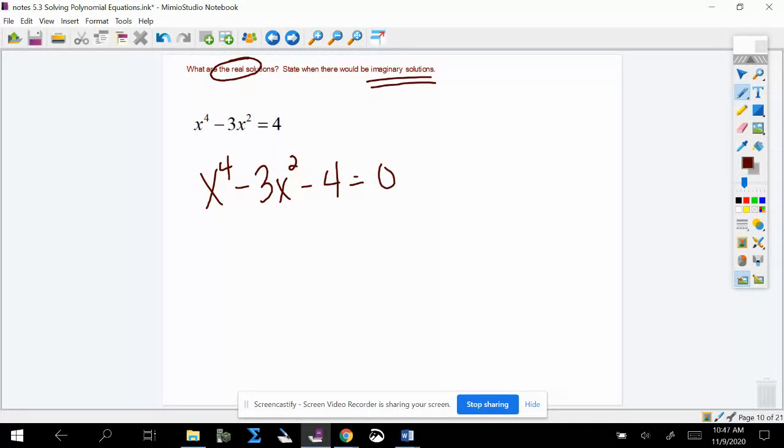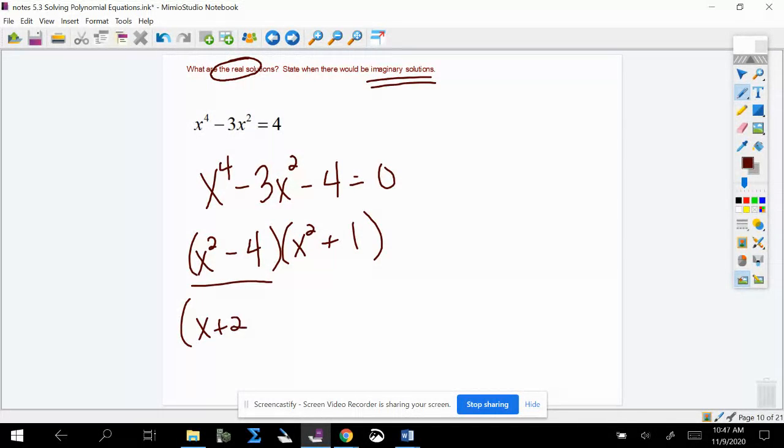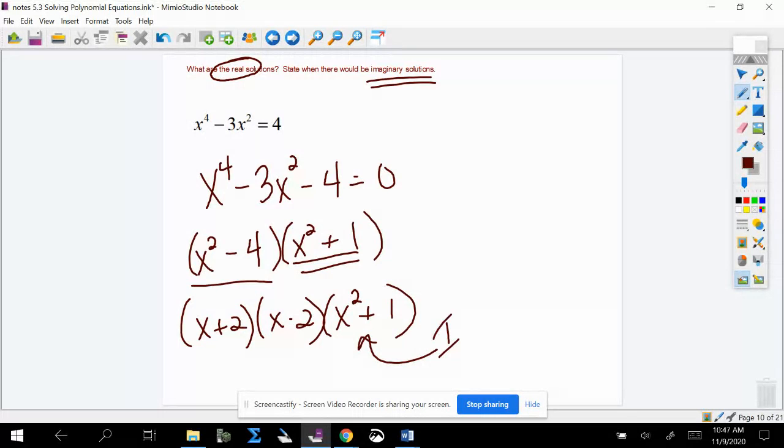We have 3 terms. We can't take anything out. This is a basic FOIL factor. We need 2 numbers that multiply to get negative 4 and add to get negative 3. That's going to be negative 4 and positive 1. This first factor is a difference of squares, so we can go further and do x plus 2, x minus 2. This one is not factorable, we've talked about this in previous videos. Anytime it's x squared plus a number, it will not factor. The other thing we know about this is this creates imaginary solutions. So I'm just going to make a little note of that. My 2 real solutions are plus and minus 2.